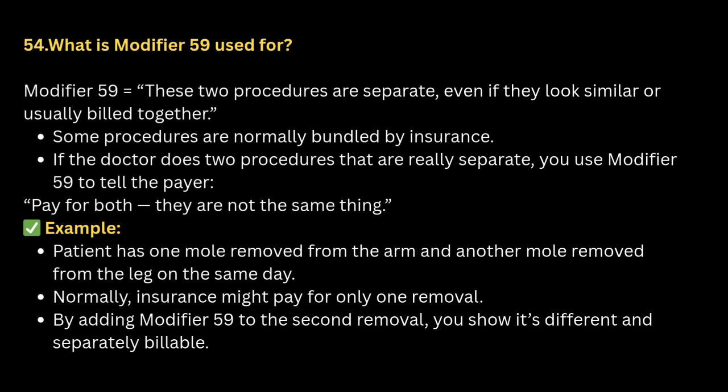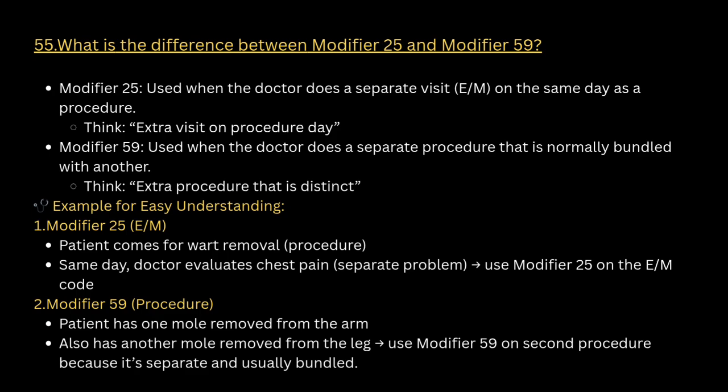Next question, what is modifier 59 used for? Modifier 59 says these two procedures are separate even if they look similar or are usually billed together. Some procedures are normally bundled by insurance. If the doctor does two procedures that are really separate, use modifier 59 to tell the payer, pay for both, they are not the same thing. Here I have given an example also, you can go through it.